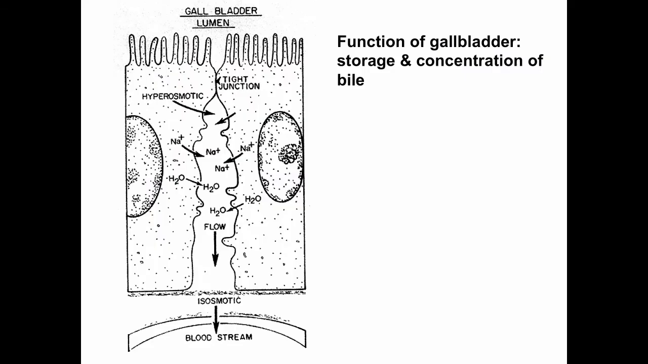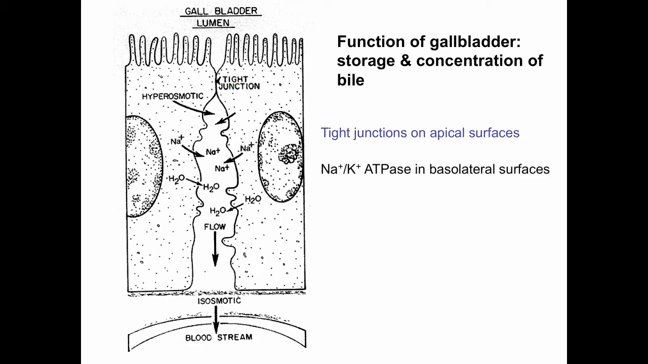The function of the gallbladder is essentially storage and concentration of bile. So we show the gallbladder lumen on the top of the image. We show some tight junctions between some epithelial cells in the gallbladder. So these tight junctions are on the apical surface. There are sodium, potassium ATPases in the basolateral surface.